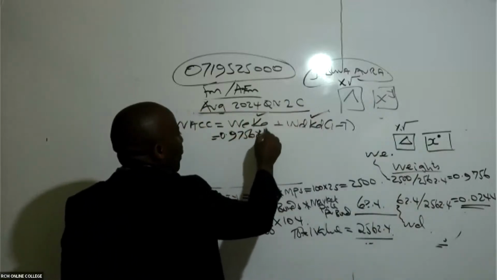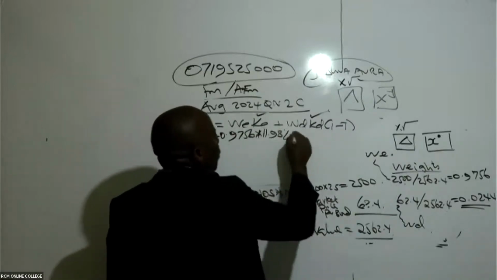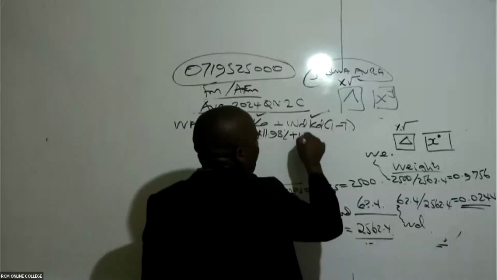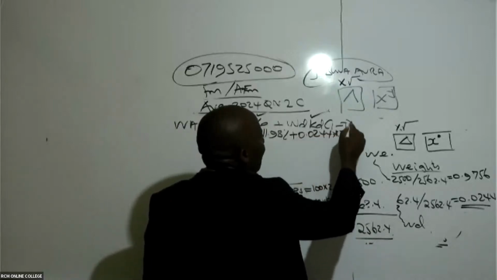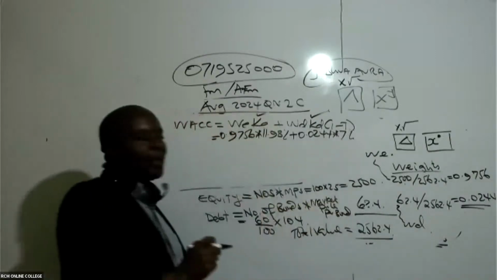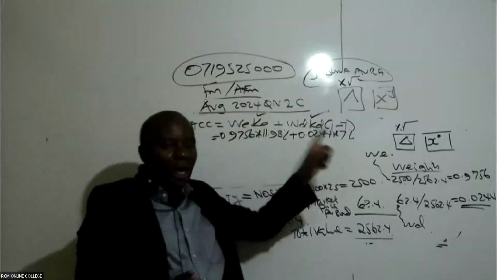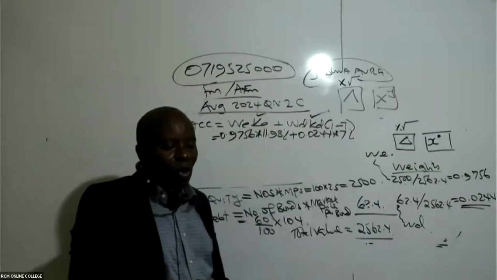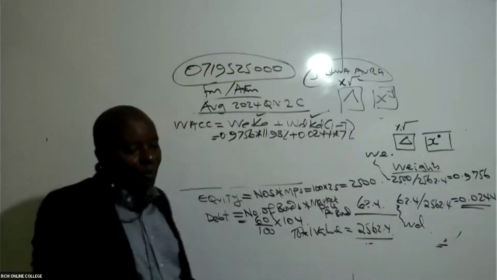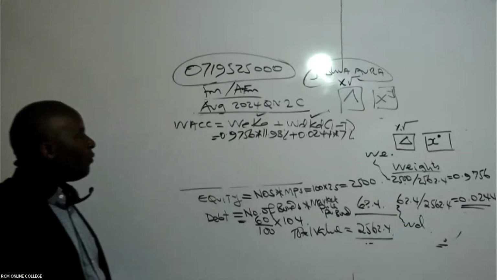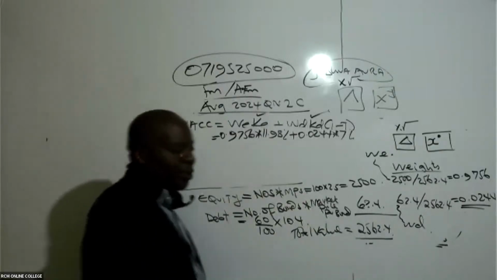The weight of equity is 0.9756. Cost of equity, we got 11.98%. Weight of debt, ladies and gentlemen, is 0.0244. Cost of debt is 7%, and don't adjust it for tax because they gave us the cost of debt after tax. So is there somebody who is able to give us the answer for WACC?